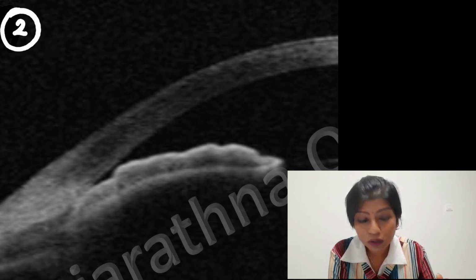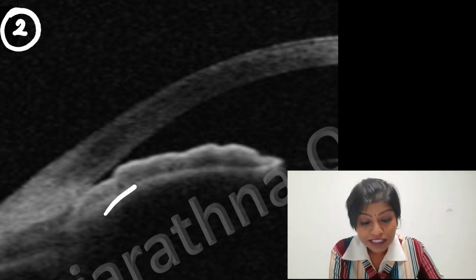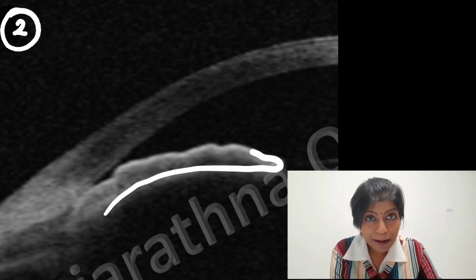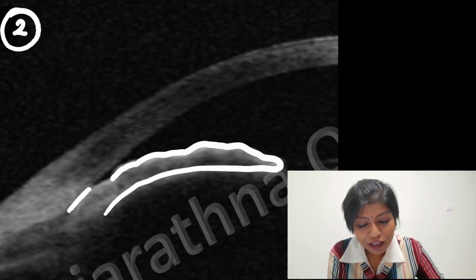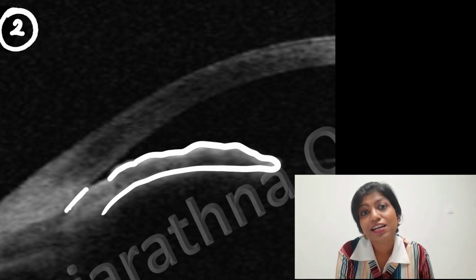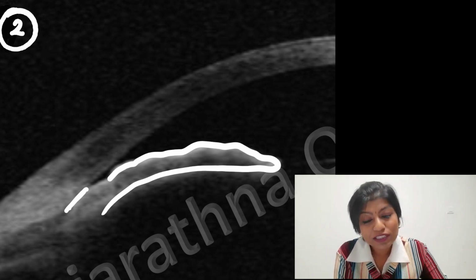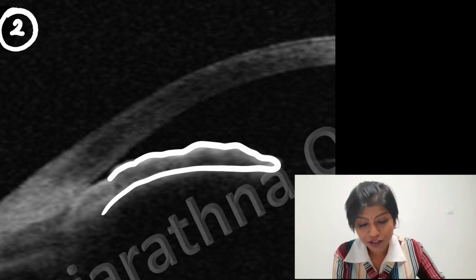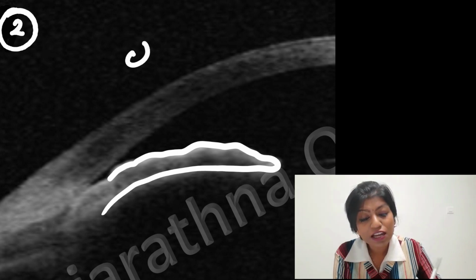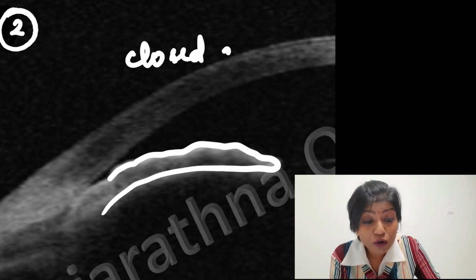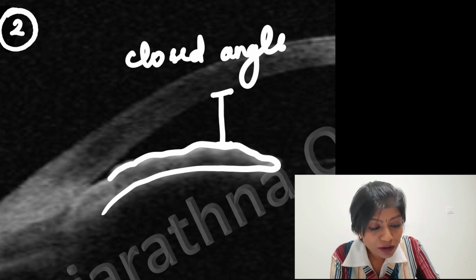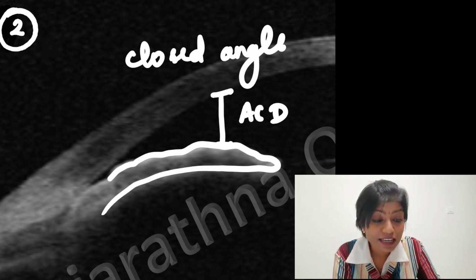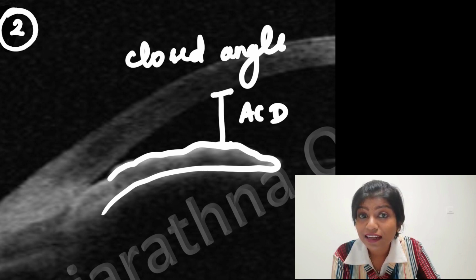Okay, here we go. Look at this. So now you can see the iris bending forward. So you have an iris bombé and look at this portion. The angle is closed, right? So this is angle closure. Do you understand? So this is an ASOCT showing you a closed angle. Yes. And now see your anterior chamber depth, it's narrowed. Can you see that? Okay.